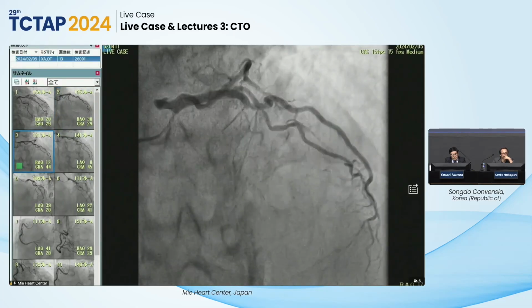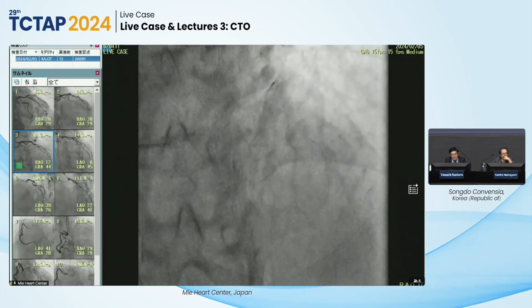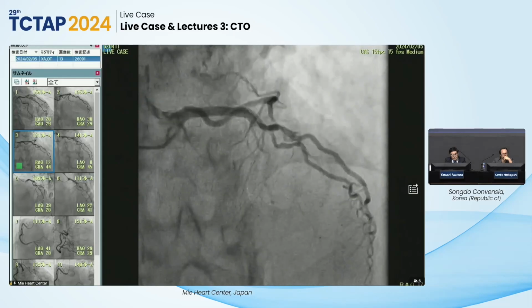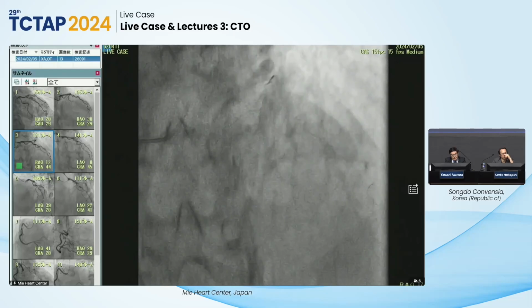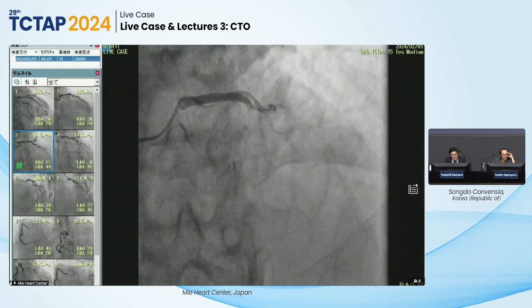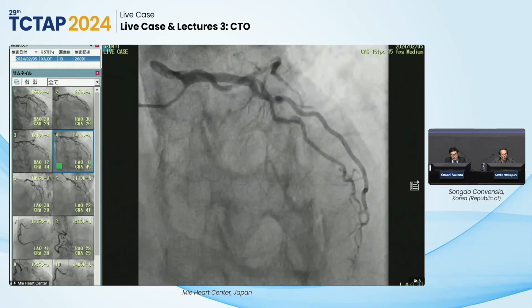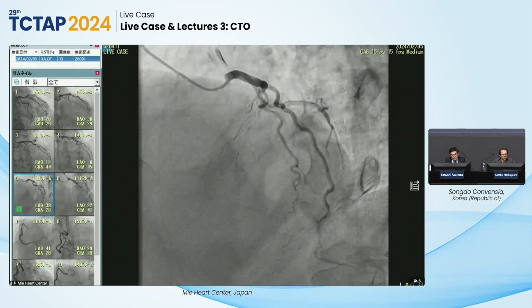So this is an AP cranial view. You can clearly see the CTO starts just distal to the diagonal branch. Probably we can see some stumps.